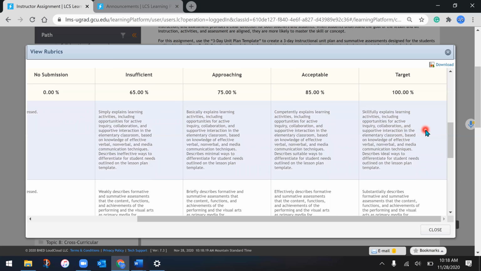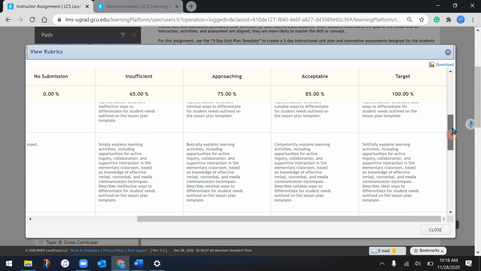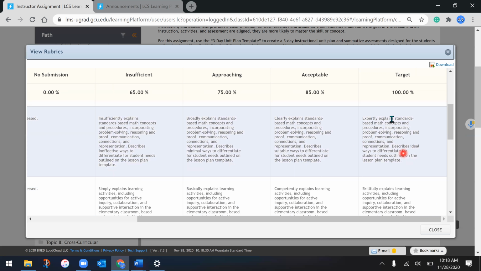And then you have communication and ways to differentiate for our student needs in here. So I'm looking at all of those areas when I'm grading this. I forgot to go over the representation. That says that you're explaining the standards-based math concepts. This is where the teacher is teaching, and you're incorporating opportunities to have students problem solve, to reason, and communicate. So you're giving those opportunities, like you might present an idea and then ask students, what do you think?